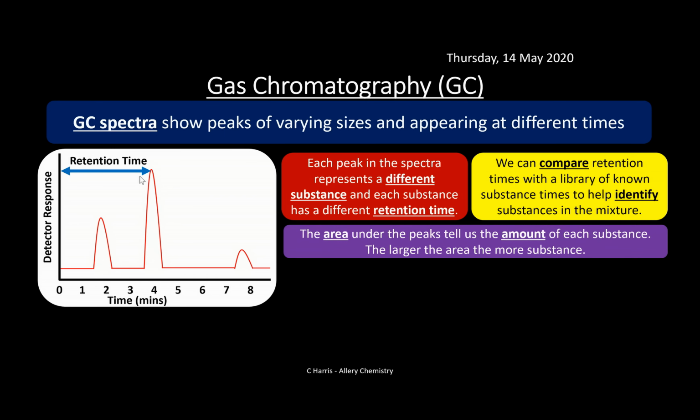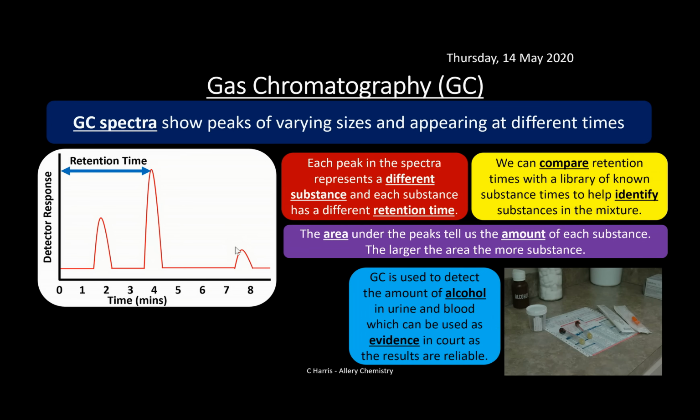The area under the peaks tells us the amount of each substance. The larger the area, the more substance we've got. So you can see we've got a very large area here. Whatever this is, we've got a lot of it in our mixture, and we've got very little of this here. So we haven't got much of this at all. Gas chromatography is really useful because it allows us to detect the amount of alcohol in urine and blood, and this can be used in evidence in court because the results are fairly reliable.